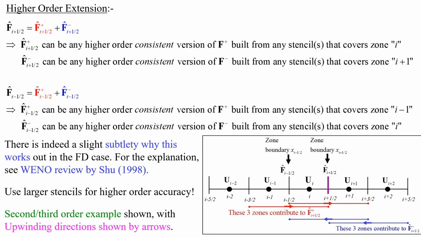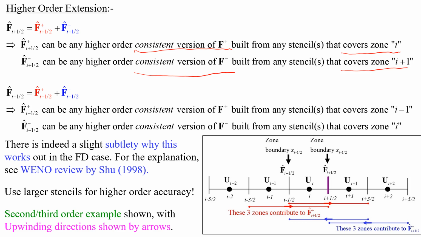Now, how do we go to a higher order extension? The answer is that we must include the upwinded zone for that particular flux. So for F plus, we must cover zone I, and for F minus, we must cover zone I plus 1. With that caveat, we can use any consistent set of point values to build a consistent value for F plus, and we can use any consistent set of values of F minus as long as they cover zone I plus 1 to obtain F minus.